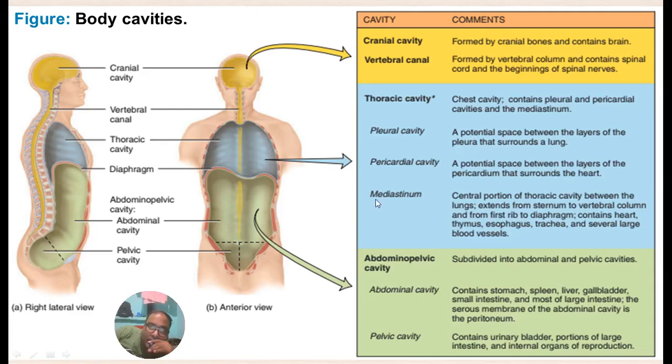And there is the mediastinum, the central portion of the thoracic cavity between the lungs, extending from the sternum to the vertebral column, and from the first rib to the diaphragm. It contains the heart, thymus, esophagus, trachea, and several large blood vessels. So these are the spaces in the cavity which contain other organs besides the heart, the mediastinum.